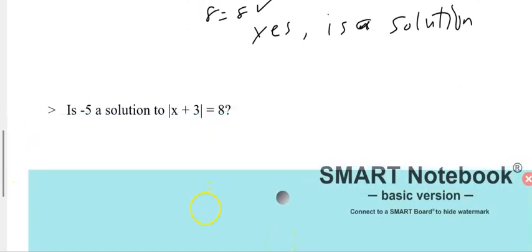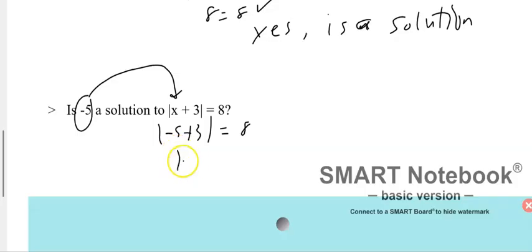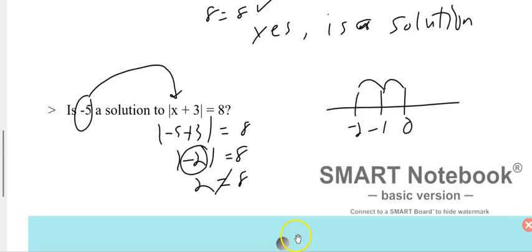Similar idea. What about this one? Now notice we're plugging in a -5 right here. So that's the absolute value of -5 plus 3 equals 8. We do what's inside the bars first. 3 minus 5, or -5 plus 3, any way you want to look at it, that's the absolute value of -2. Once again, how many spaces is -2 away from 0? You can even real quickly think about it: -1, -2, that's 2 spaces. 2 equals 8. No, it does not. So we say no, not a solution.